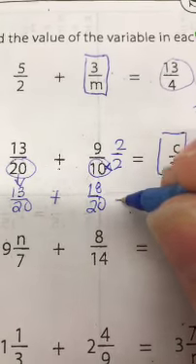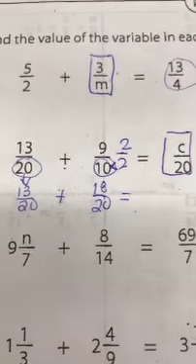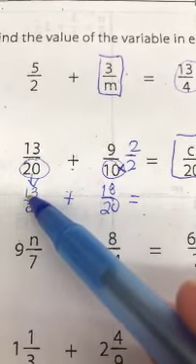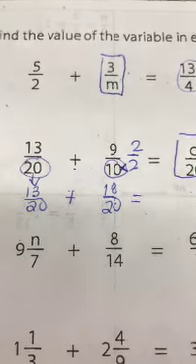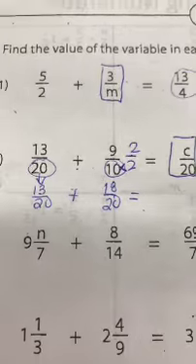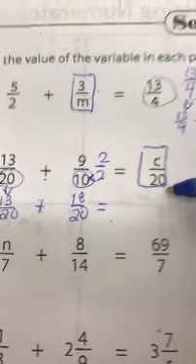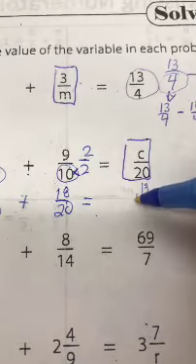So now I have a common denominator. The only thing I need to do with it now is to add: 13 plus 18. If I can't add it this way, I could always rewrite it going up and down. 13 plus 18.